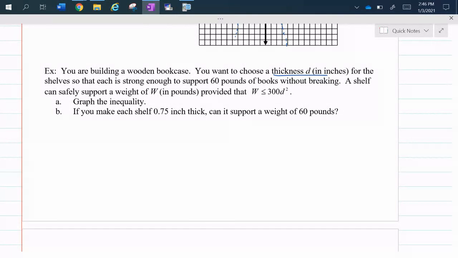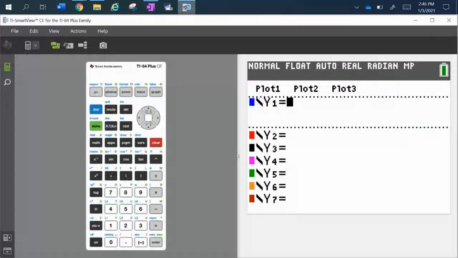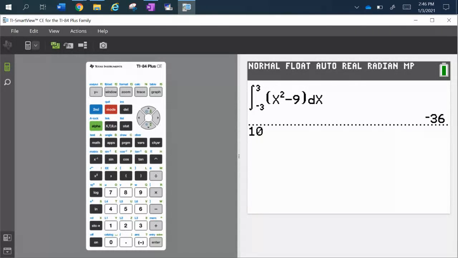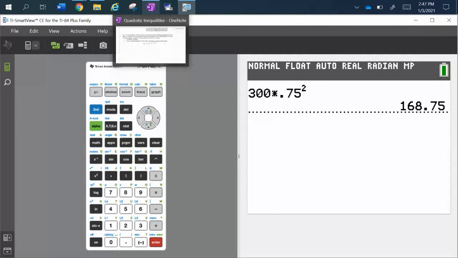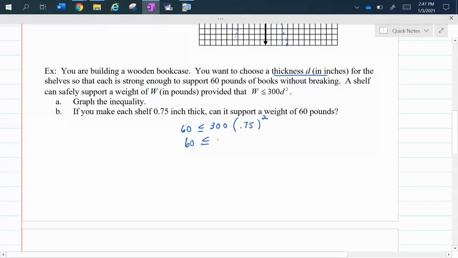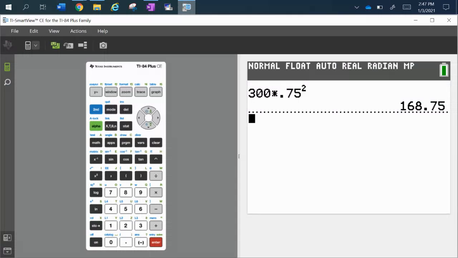But let's answer part B. If you make each shelf 0.75 inches thick, can it support a weight of 60 pounds? So I want to know if the weight is 60 and the thickness is 0.75, will it support? So let's see if this inequality is true when I plug it in. I'm going to go to my calculator. 300 times 0.75 squared is 168.75. So 60 is less than or equal to 168.75.